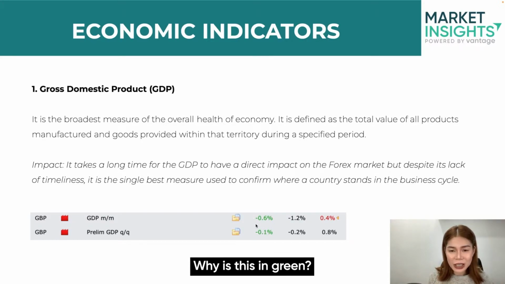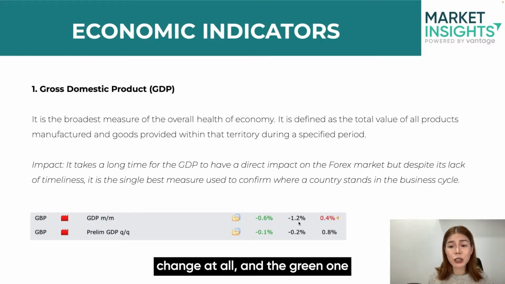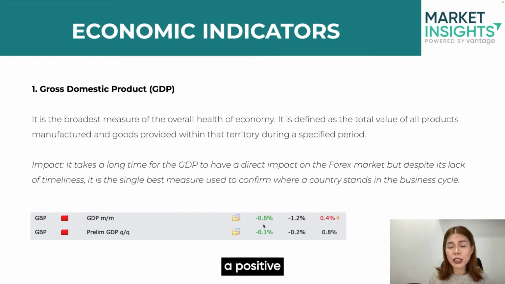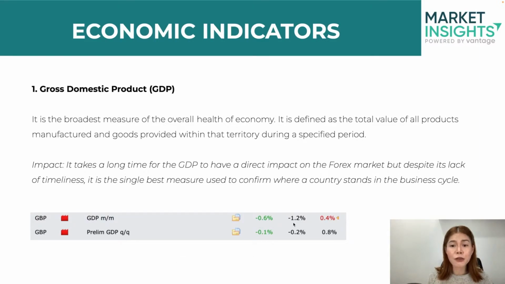Why is this in green? A red data indicates that it is worse or a bad data. A black data here, black in color, is neutral or no change at all. And the green one is a good data or there is a positive change seen. Even though this is negative 0.6%, it's still considered positive. Why? Because negative 0.6% is better than the forecast.